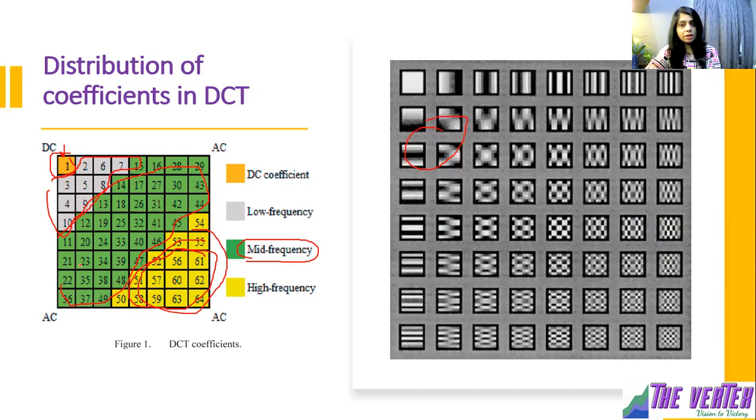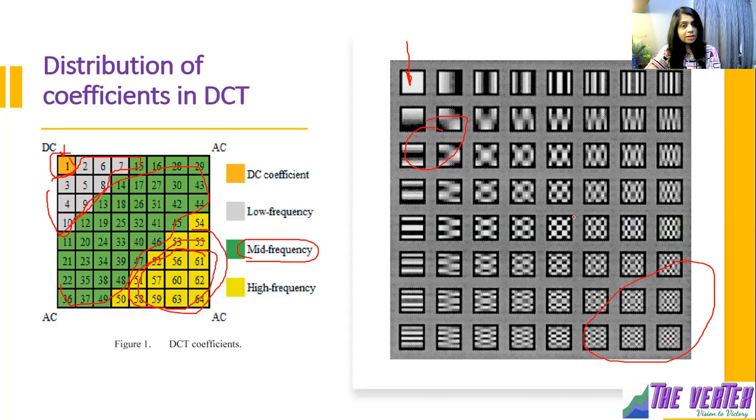Similarly, now you can relate. If there are no variations in the image, the DCT coefficients will be like this. And if there is a huge number of variations, it will be in this particular area. Here also you can see lots of variations.